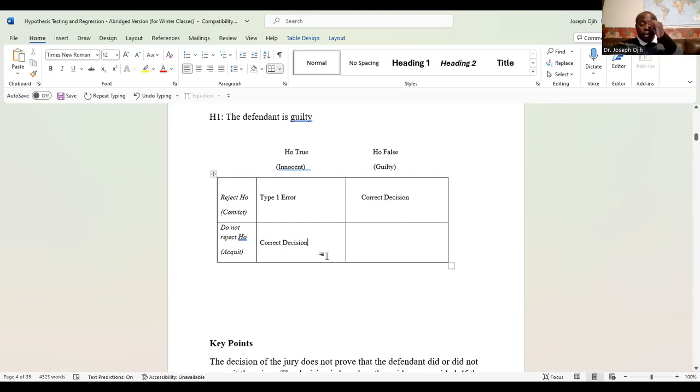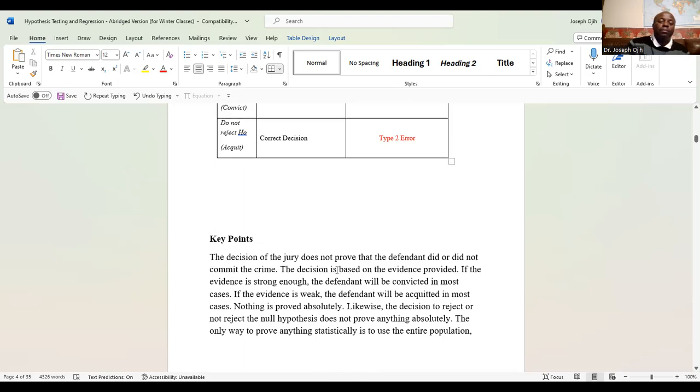Now, if H0 is false, that means guilty, but we do not reject it. That means we let him go or let her go. We acquit, even though he's guilty or she's guilty. We have committed a type 2 error. So that will give you an idea what these type errors are about.